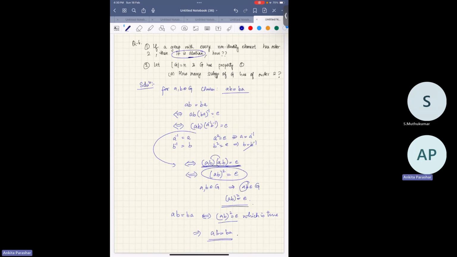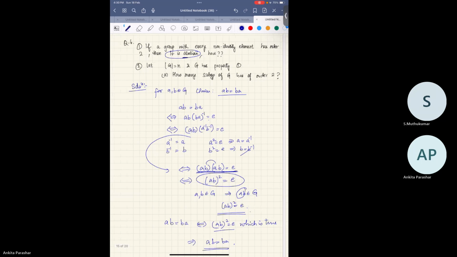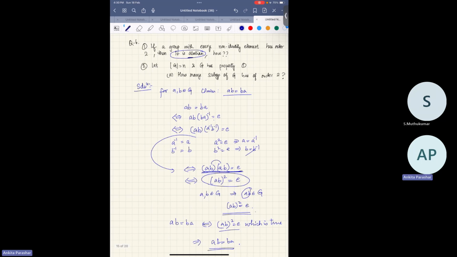All right, this is something simple. This will be used somewhere in the lectures, so I repeated it. Okay, now suppose we have a group of order n with the same property number 1, which we just proved: every non-identity element has order 2. Then how many subgroups of G have order 2?